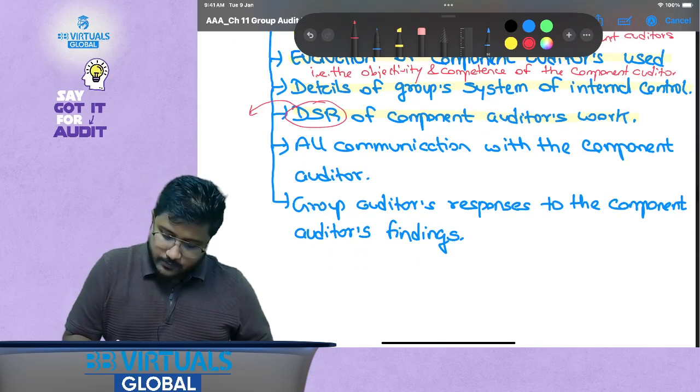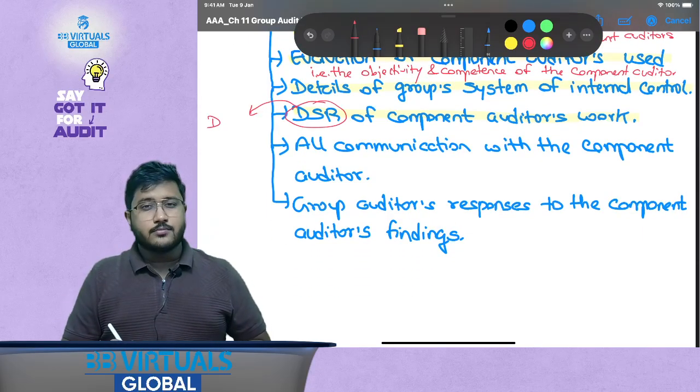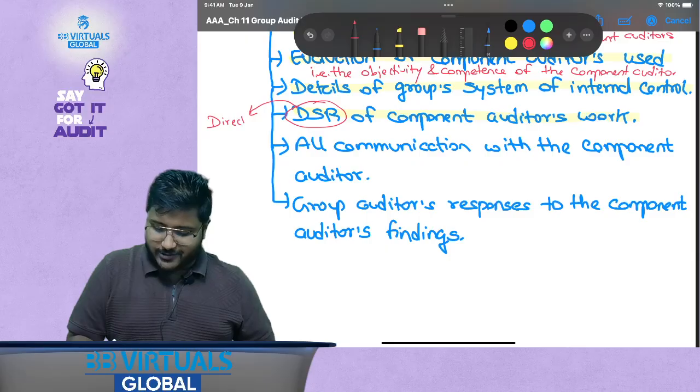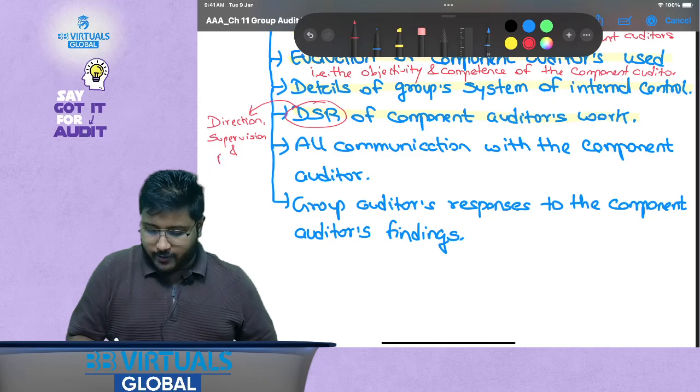DSR as in what? DSR. Design? Is it design? No. Direction. You know, we made this mistake once. Direction, supervision and review of what?